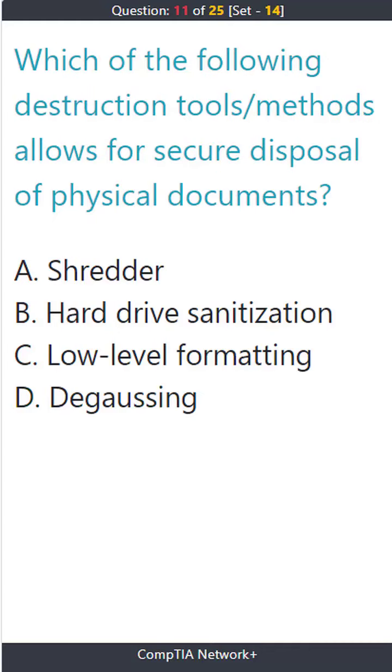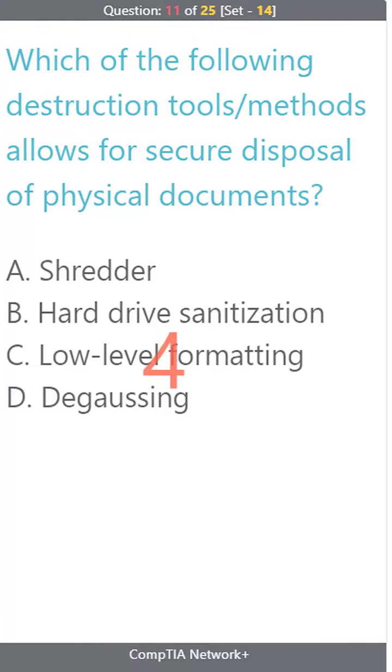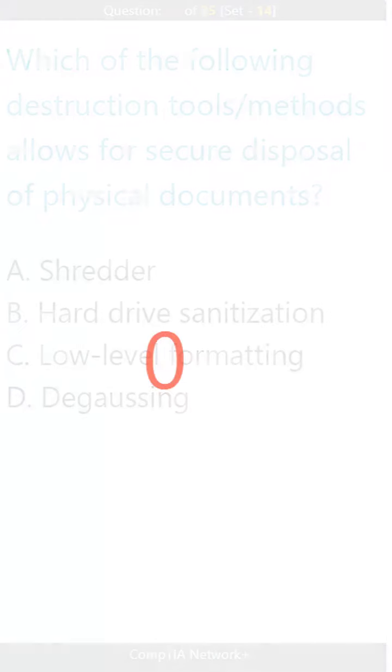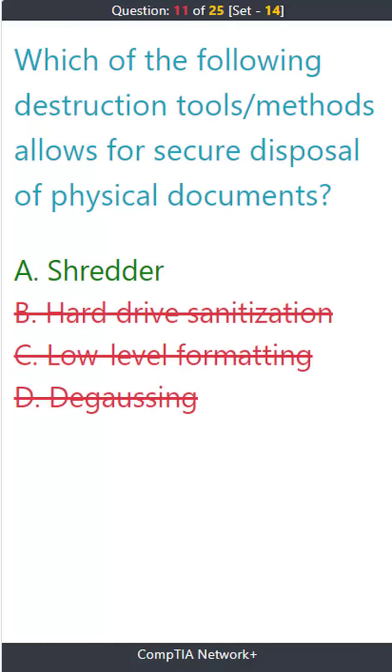Question 11. Which of the following destruction tools or methods allows for secure disposal of physical documents? A. Shredder. B. Hard drive sanitization. C. Low-level formatting. D. Degaussing. The correct answer is A, shredder.